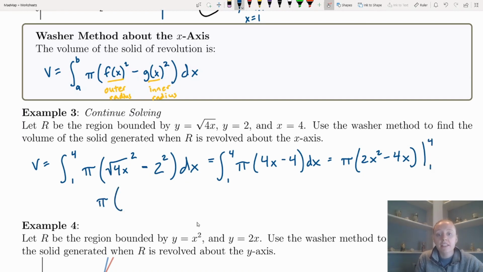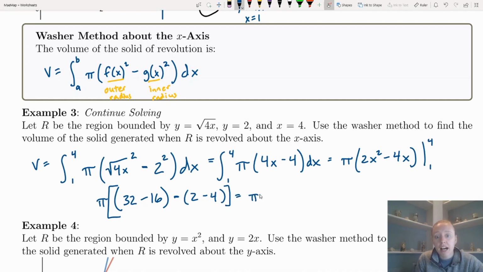So I have pi times, I'm going to plug 4 in for x. 2 times 4 squared is 2 times 16, which is 32. And I'm subtracting 4 times 4, which is 16. And then I'm going to be subtracting, plugging in a 1. But remember, pi gets multiplied to everything, so I'm going to pull that pi out in front. So putting an outer bracket on, keeping my pi outside of that, plugging in 1, I get 2 times 1, which is 2, minus plugging in 1, I get 4.